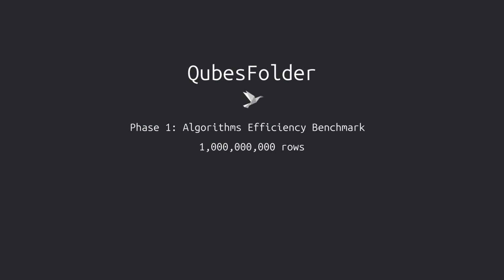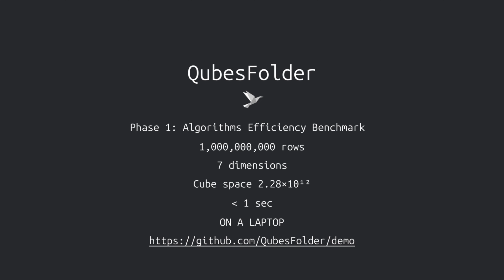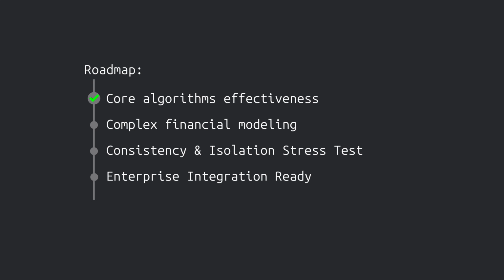So, 1 billion rows, 7 dimensions, over 2 trillion potential cells, consolidation and hierarchy calculations, under 1 second, live, on a standard laptop. The full demo model specs are linked in the description. So far, this has been a validation of our core algorithm's performance. But development continues. The core is ready.